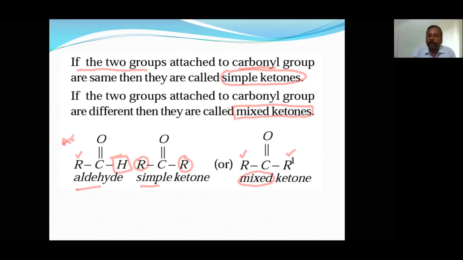So, classification of carbonyl compounds. Carbonyl compounds are divided into two types, aldehyde and ketone. Ketones are further divided into two types, simple ketone and mixed ketone. I think up to here it is clear now. Okay, now let's see the next one.